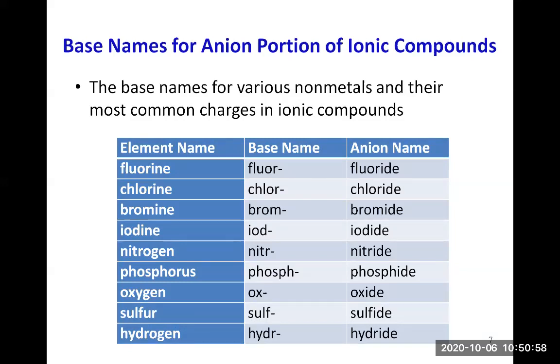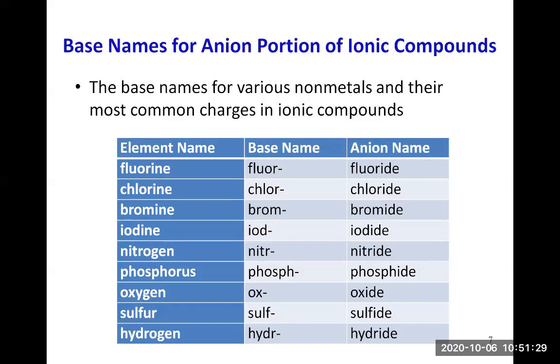Nitrogen, the base name is nitr. You remove "ogen", so that becomes the nitride ion. Phosphorus, be careful, it's not phosphoride, it's phosphide, because the base name is just phosphor, and then you add the "ide", and that's phosphide. Oxygen, remove the "ygen", and it's ox, and it becomes the oxide ion.